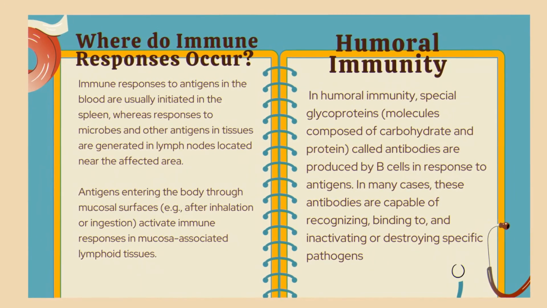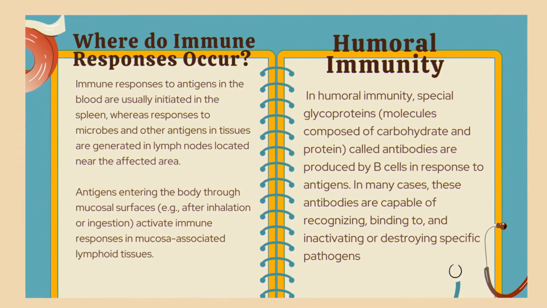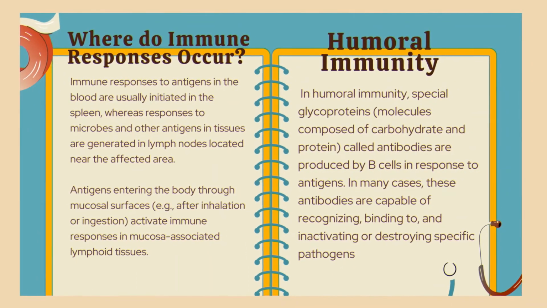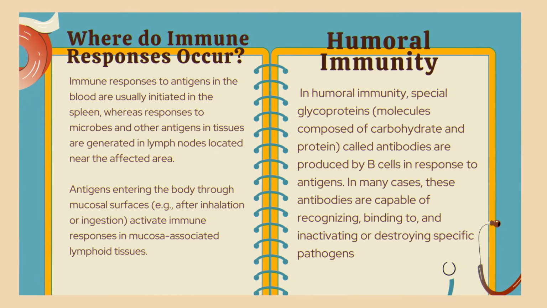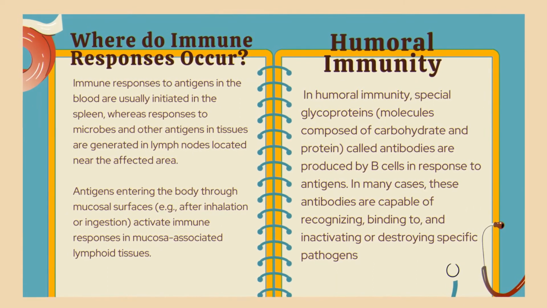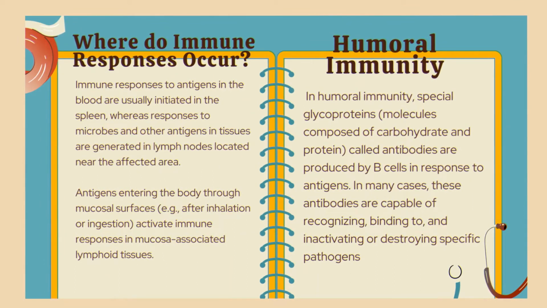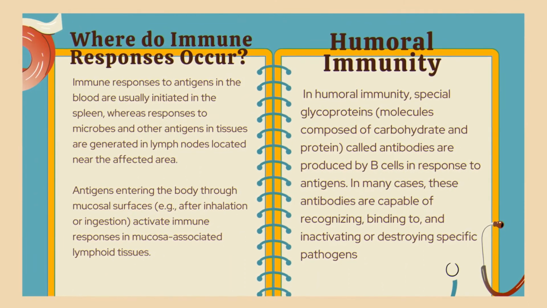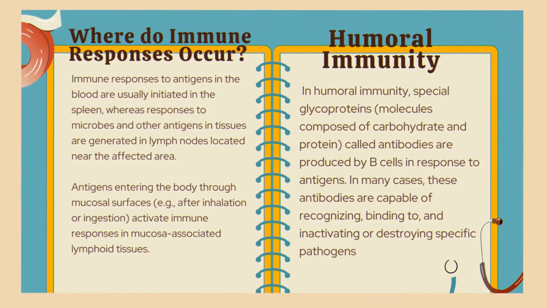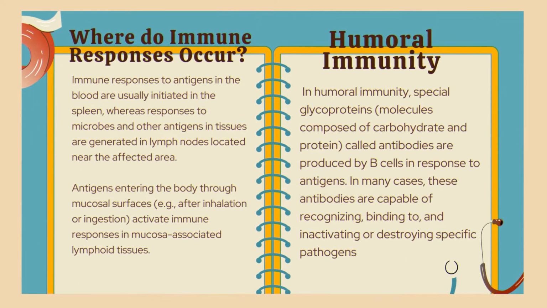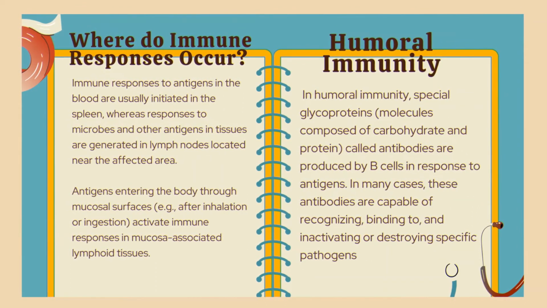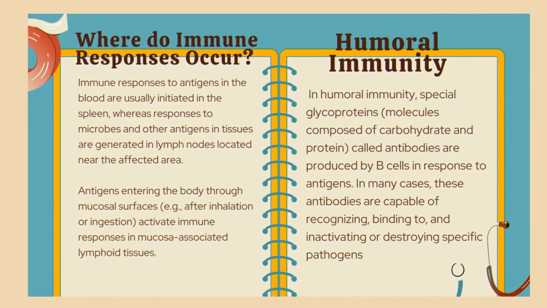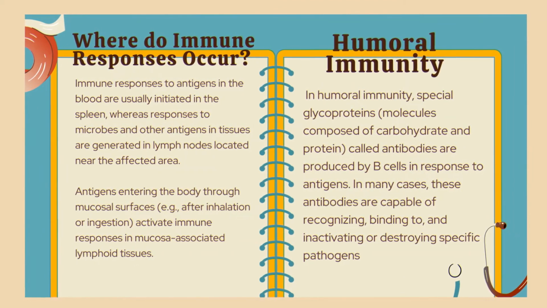Humoral immunity. In humoral immunity, special glycoproteins called antibodies are produced by B cells in response to antigens. In many cases, these antibodies are capable of recognizing, binding to, and inactivating or destroying specific pathogens. A bacterial cell could be described as a mosaic of antigenic determinants. The important point is that, in most cases, antigens must be foreign materials that the human body does not recognize as self-antigens. Certainly, all invading microbes fall into this category.